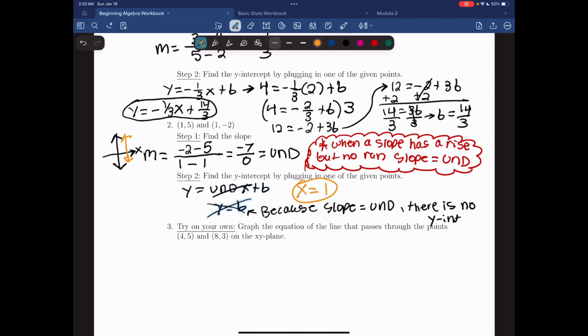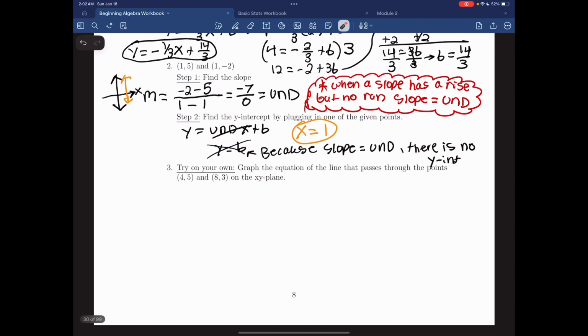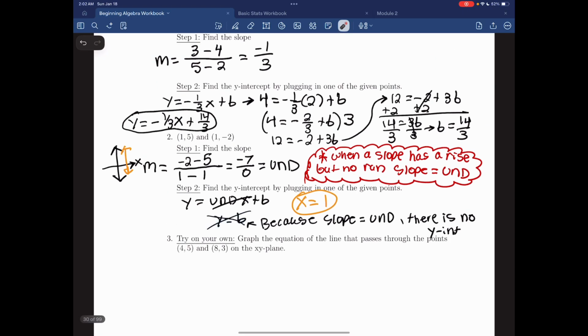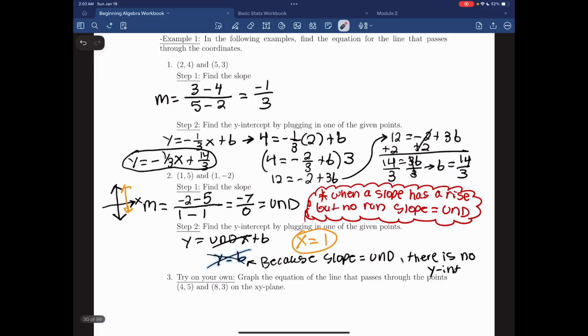Now, I will say this example, number 2, is a very special case. This only happens if you get an undefined slope or a slope of 0. But with that being said, for our last example, try this on your own. Graph the equation of the line that passes through the points (4, 5) and (8, 3) on the xy plane. Use the same exact steps as we did in step number 1.